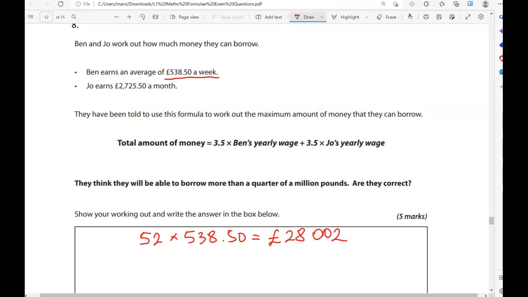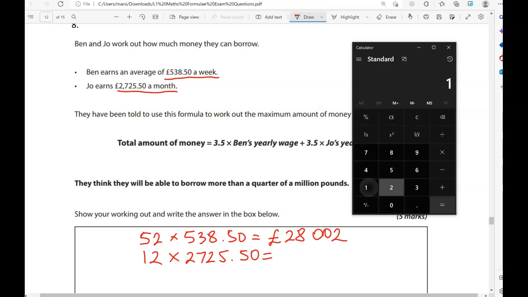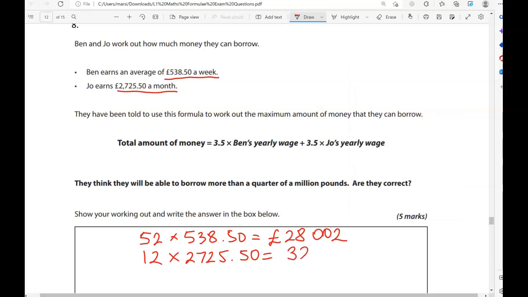Now, Joe's yearly wage, we've got paid per month, so we're going to multiply that by 12. So 12 times 2,725.50 gives us 32,706.